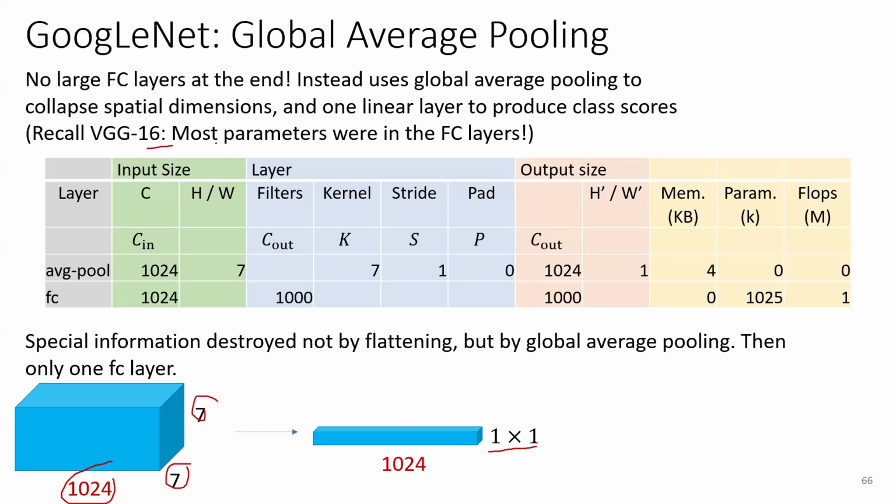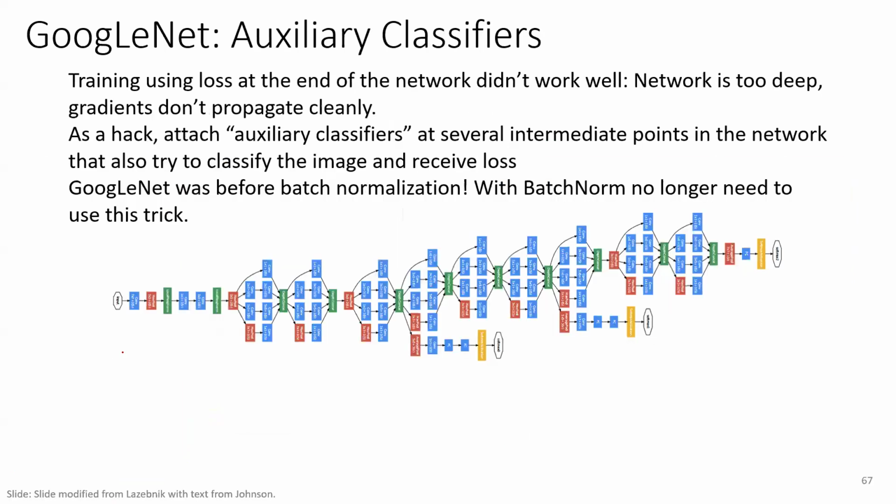So in VGG16, most parameters were in the fully connected layers. So this is an advantage. Spatial information is destroyed not by flattening but by global average pooling, then only one fully connected layer. So this is the design choice that GoogLeNet used, and this is an important choice. People can still use that.